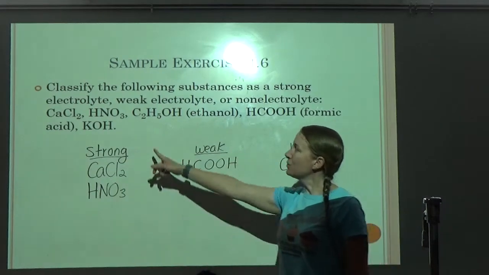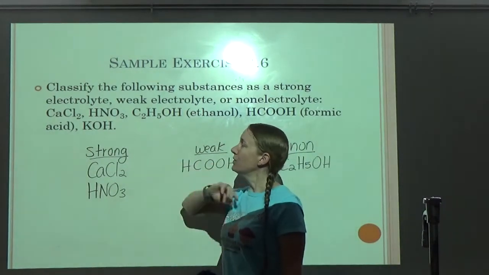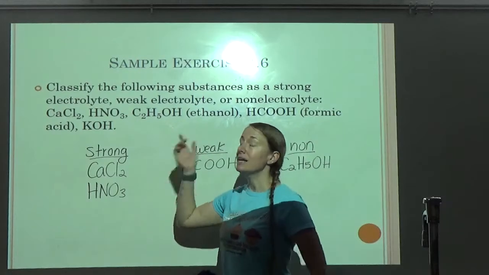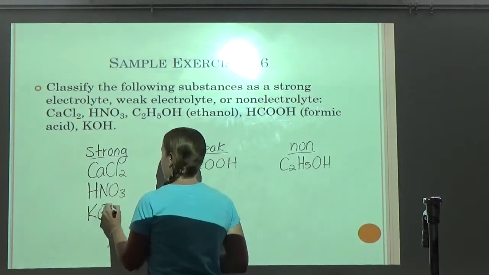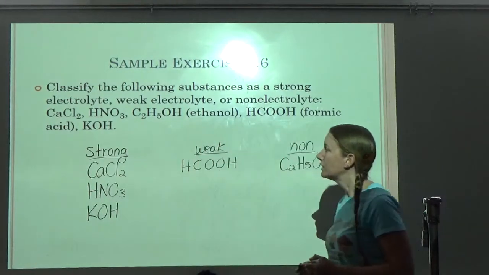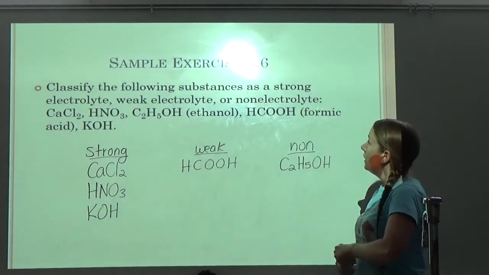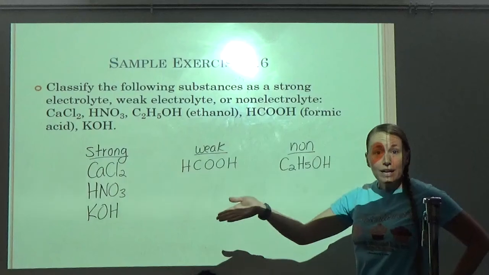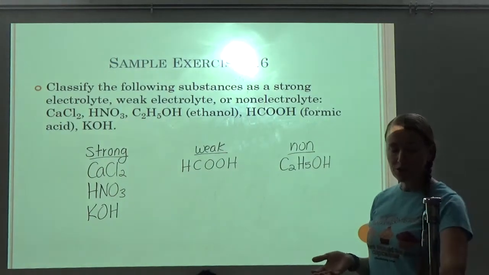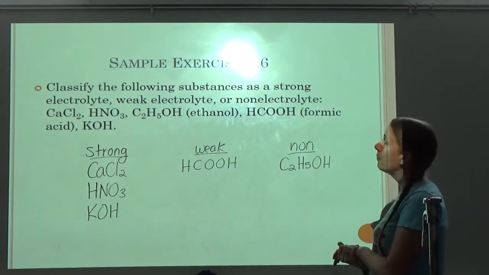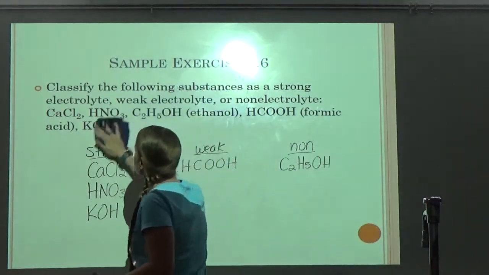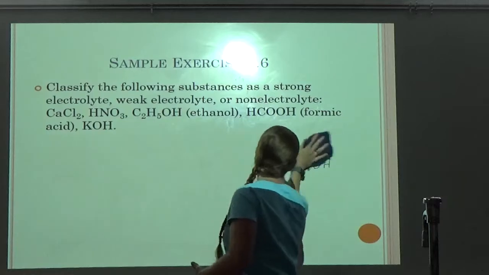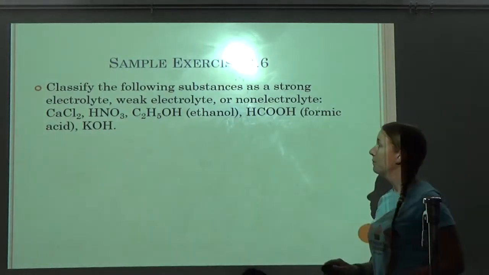All right, and then our last one is KOH. So this is a strong base. It is also an ionic compound, metal and non-metal. So it is going to be a strong electrolyte. Okay, so like I said, strong include all ionic compounds, your strong acids, your strong bases. Weak include your weak acids and weak bases, and non-electrolytes include all other molecular compounds.